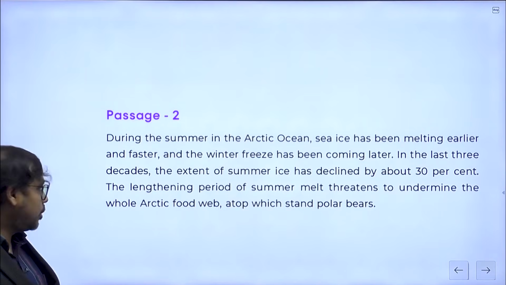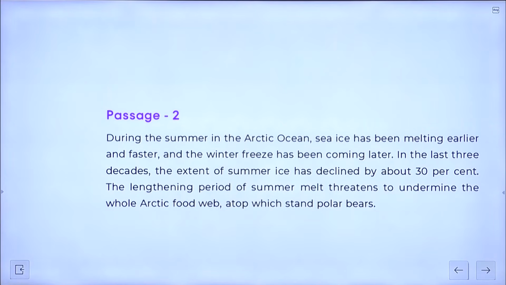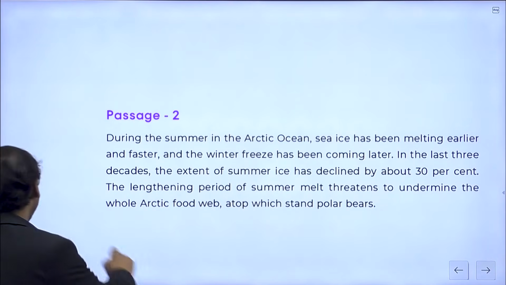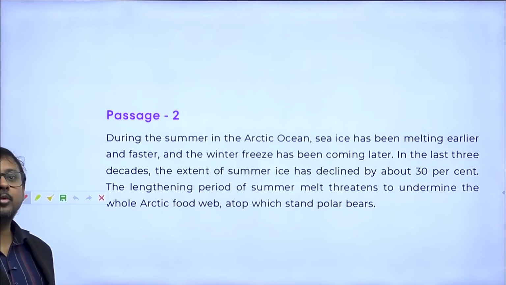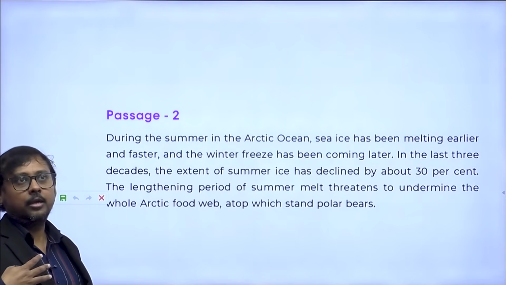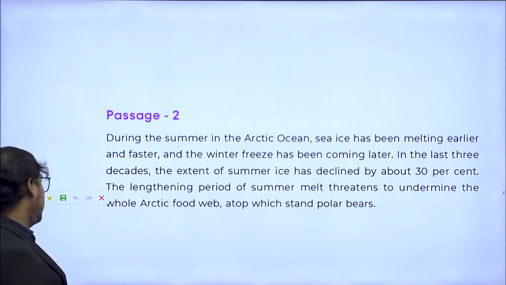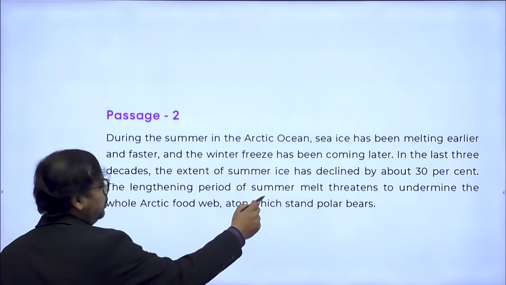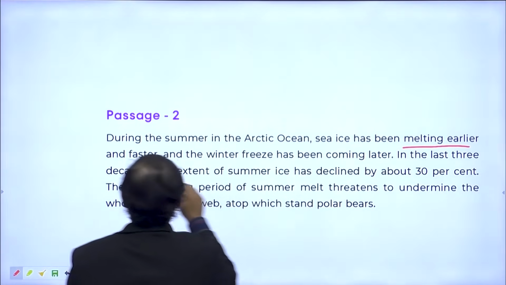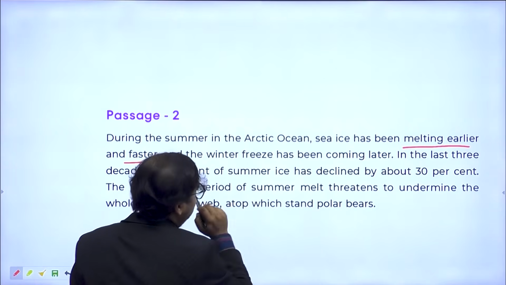So this you understood. Now let's underline the emotive words. अब बताइए. First, during the summer in the Arctic Ocean, sea ice has been melting earlier and faster, and the winter freeze has been coming later. Excellent emotive words. ठीक है, guys, online guys also, type in the emotive words, right? Emotive words in the sense those words which emote a message. So, has been melting earlier and faster, and the winter freeze has been coming later.